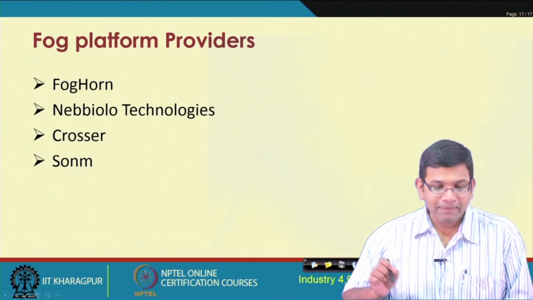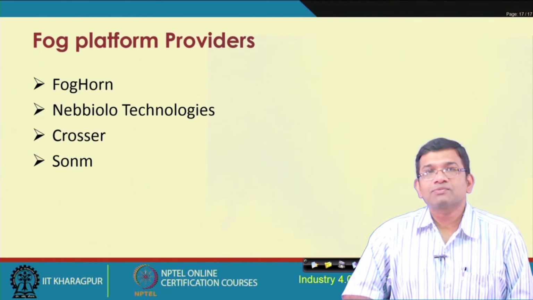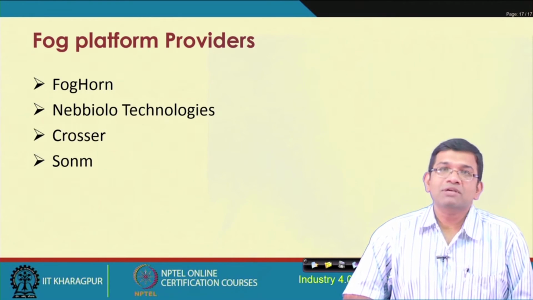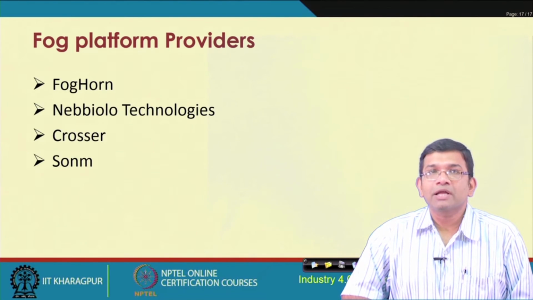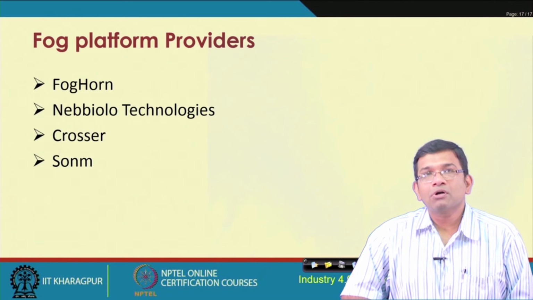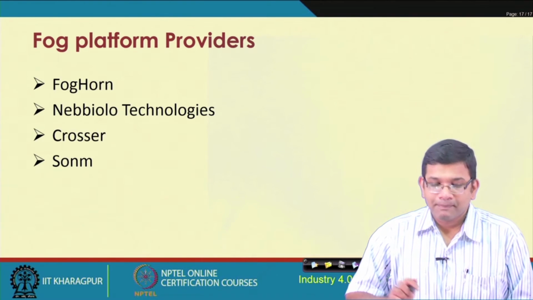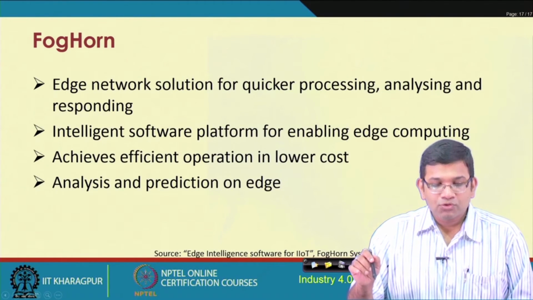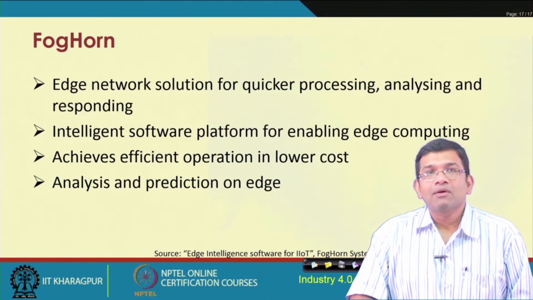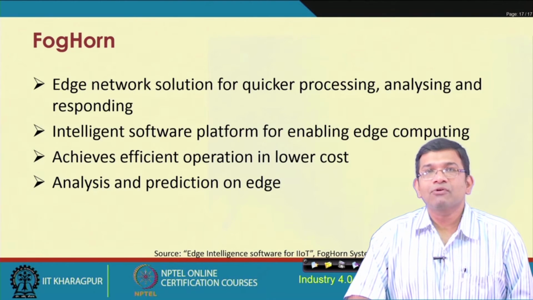So, let us go ahead further. There are different fog platform service providers that are already there, like the cloud service providers that I told you about previously. There are fog service providers also for industrial contexts. One is Foghorn, next is Nebbiolo, third is Crosser and fourth is Sonm. These are some of these fog platform service providers. Foghorn, just in a nutshell, offers an edge network solution for faster processing, analysis and response. It is basically an intelligent software platform provided for enabling edge computing.